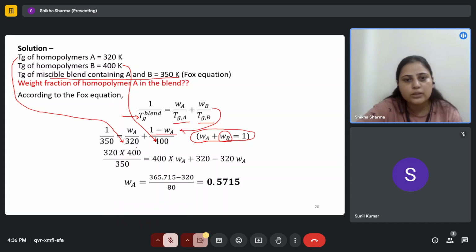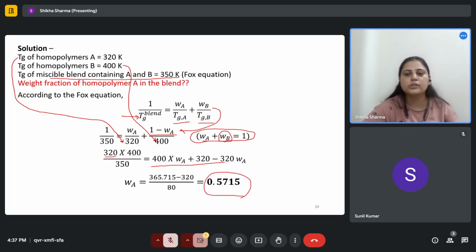What we can do is solve this, right? Here it's 320 into 400. If we simplify it, we'll get this, and when we further simplify and calculate, we get 0.5715. As you said correctly, the weight fraction of the homopolymer A in the blend is 0.5715.